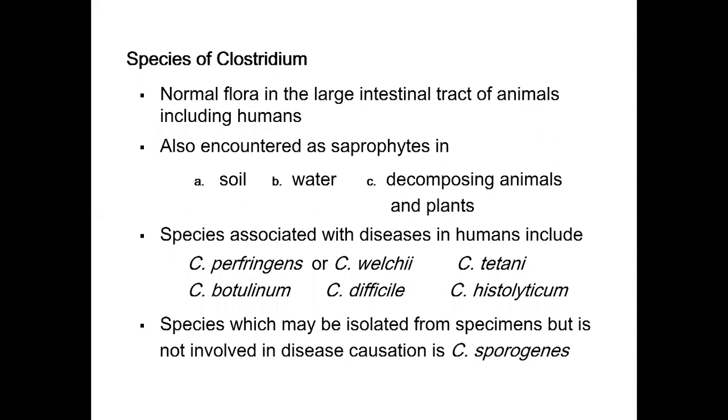Among those which are associated with human disease, one is called Clostridium perfringens. This is also known as Clostridium welchii. It's the same organism. Then there's Clostridium tetani, there's Clostridium botulinum, there's Clostridium difficile, there's Clostridium histolyticum, and these are a few examples. There are more species which are associated with human disease. Then there's one species, Clostridium sporogenes. It may be isolated from specimens. It could be isolated from the environment, but it's not involved in disease production.